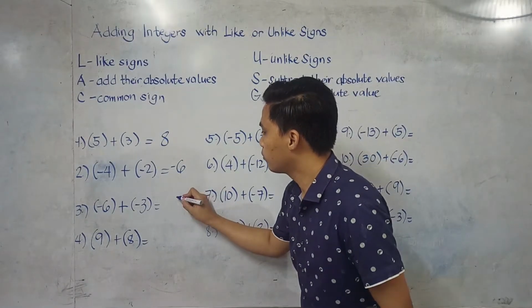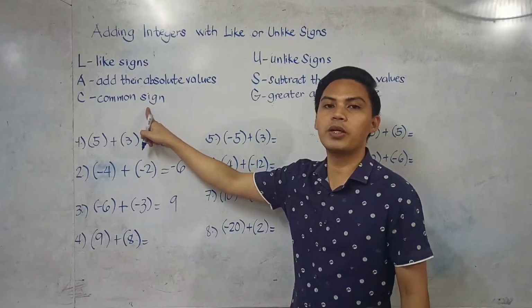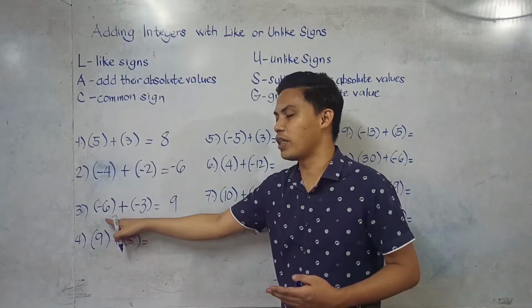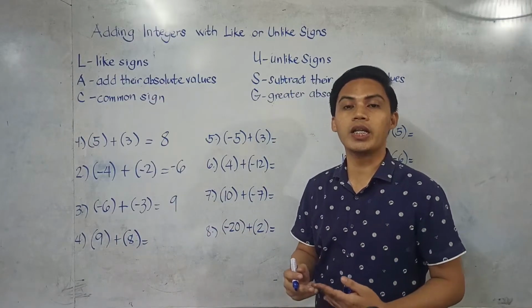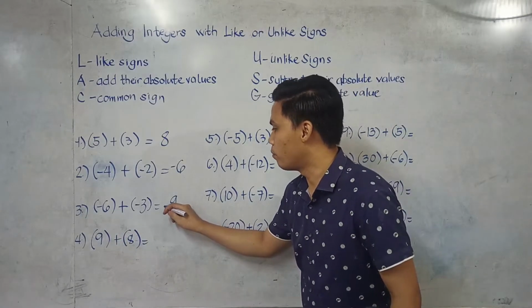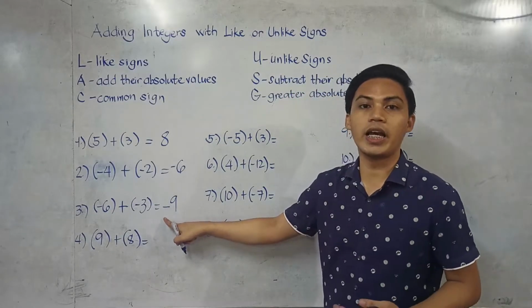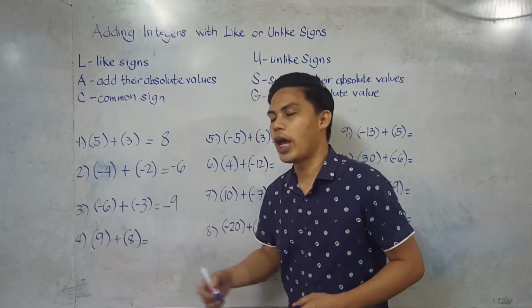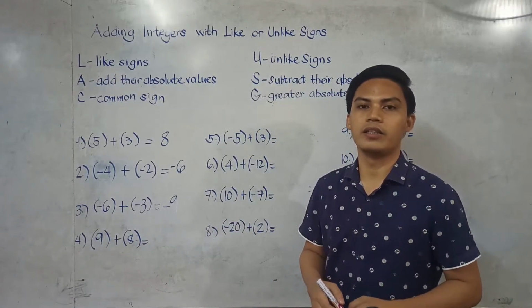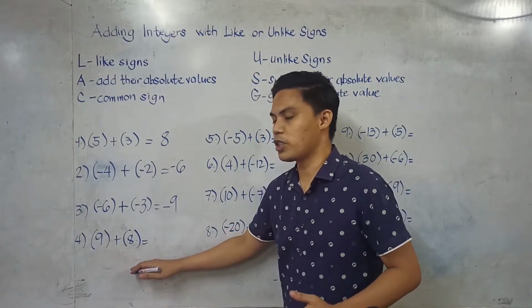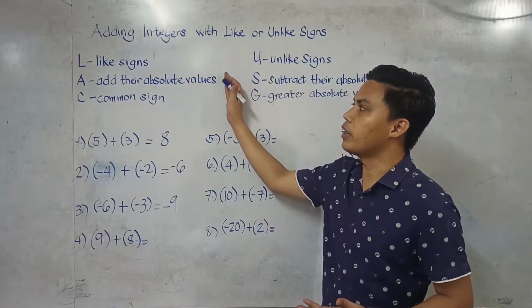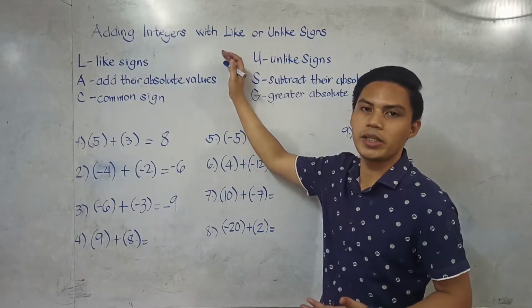Okay. Then last step, copy their common sign. Okay, since common sa kanila or parehas silang negative, therefore the final answer is also negative. So ang final answer natin ay negative 9. Okay, next example, we have 9 plus 8. Okay, or positive 9 plus positive 8. So since parehas sila ng sign, again, gagamitin natin ang acronym or ang process na LAC.